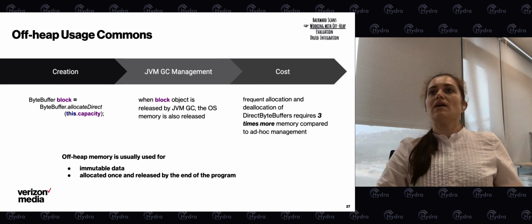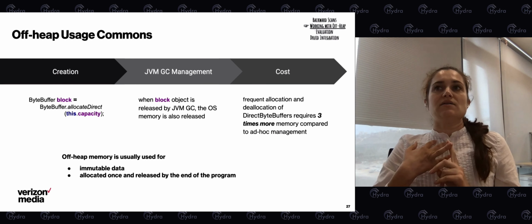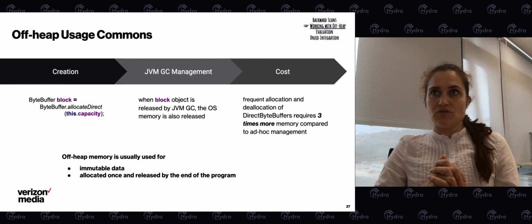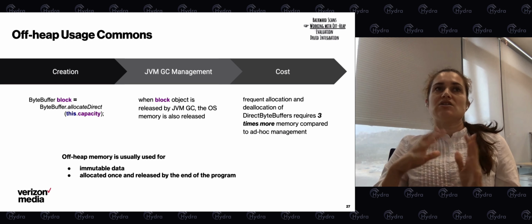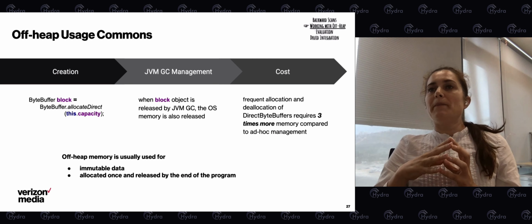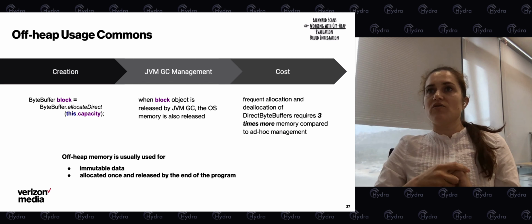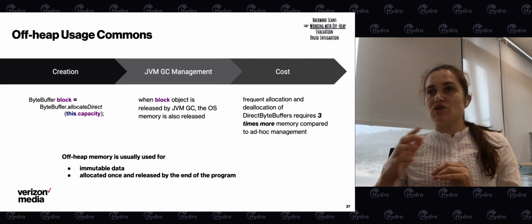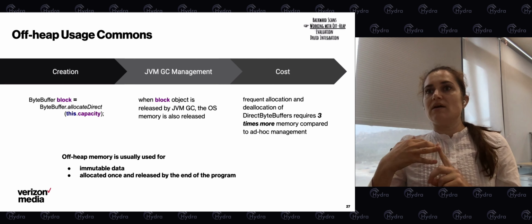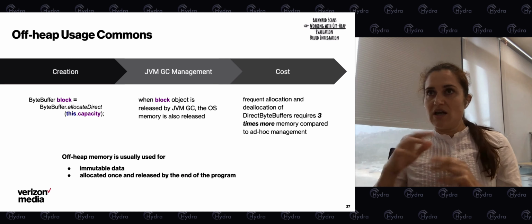Okay, so as a contributor in HBase and in Druid, I see how off-heap is used there. Usually what we see is that off-heap is used for immutable data, it's just written once and that's all, and released usually by the end of the program, or when this off-heap is not needed anymore, it's just released altogether. So usually data is immutable, allocated once and deleted once, without any sophisticated usages internally.